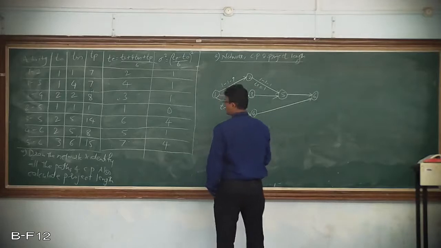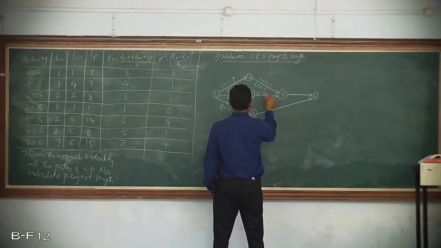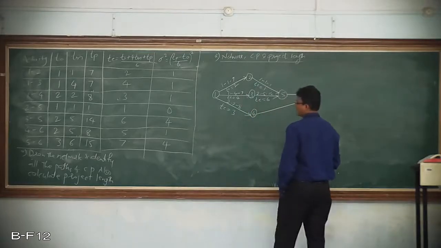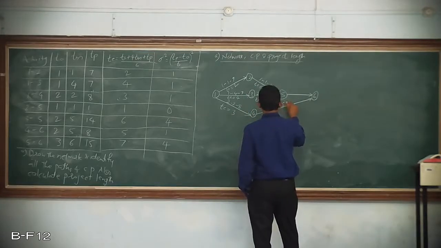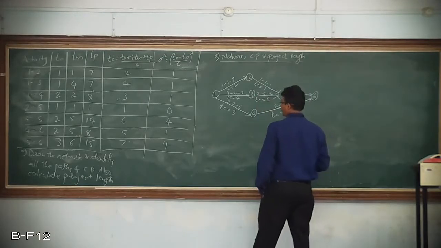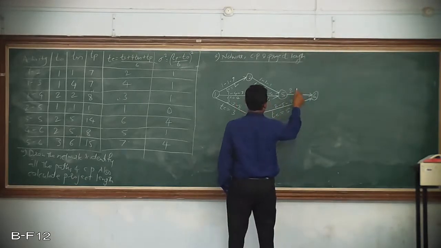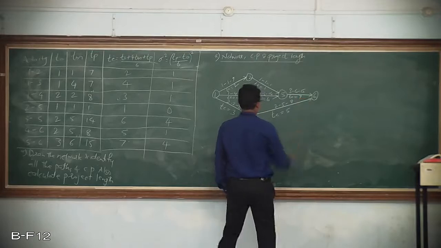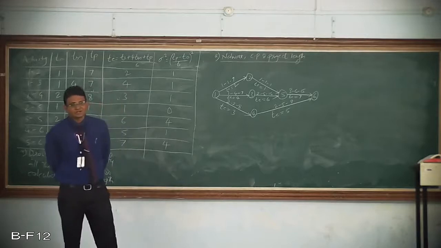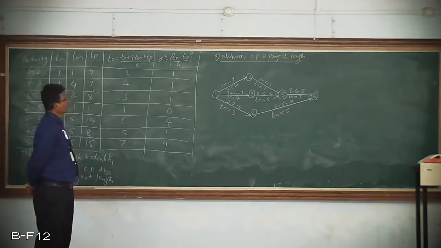Then 3 to 5, 2, 5, 14, t is equals to how much? 6. Then 4 to 6, 2, 5, 8, t is equals to 5. And the last activity, 5 to 6, that is 3, 6, 15, and t is equals to 7. Okay, so I have written all the time estimates along with the expected time that we have calculated.